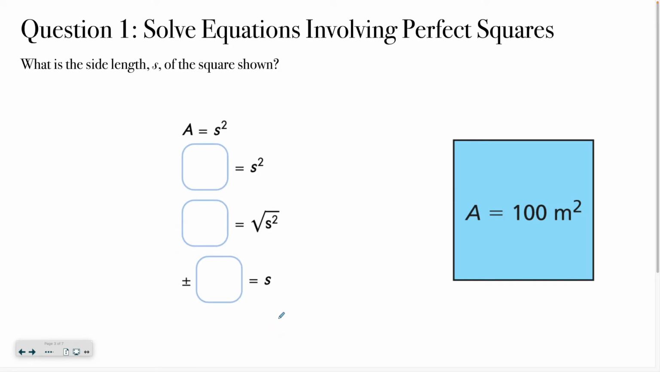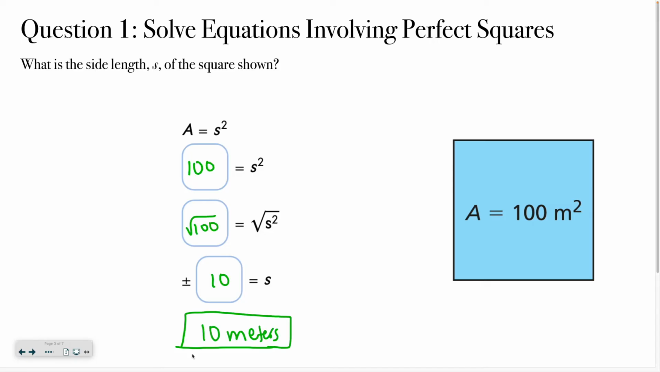Now I want you to determine what is the side length S of the square shown. You can see these little boxes here. You're going to fill in these boxes. I want you to actually write out all of these steps, but you put what you think belongs in those boxes, and then below I want you to list your final answer. Good luck.